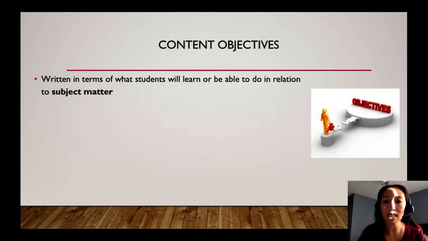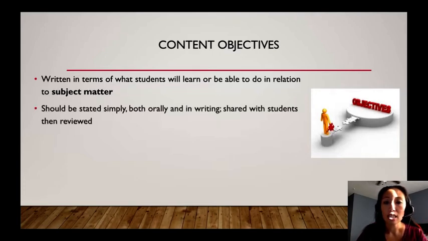And it's important that that learning be active, right? So you don't want a passive verb like students will understand. You want them to be able to demonstrate their understanding. So there's a difference between understanding, which is hard to measure, and demonstrating understanding. And you can talk about how they would demonstrate that understanding. Content objectives should be stated simply, both orally and in writing, and shared with students, then reviewed at the end of the session.